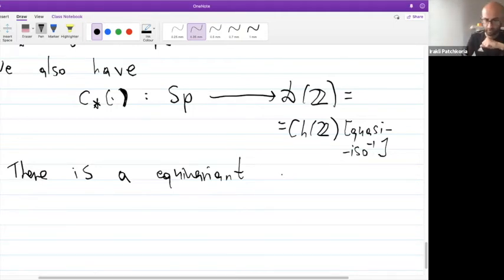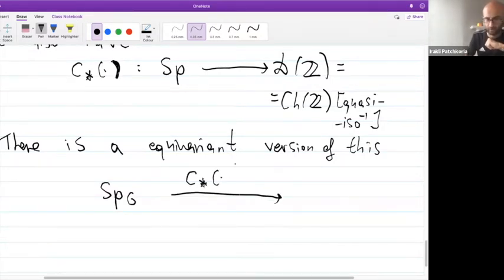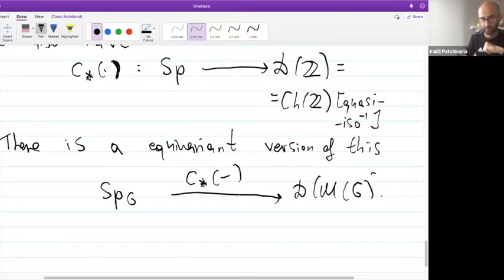So there is an equivariant version of this, which looks as follows: it's just some equivariant Bredon chains, basically. And again, I don't want to define this thing, but I will just tell you what it is. So there is this analogous functor that lands into the derived category of Mackey functors.